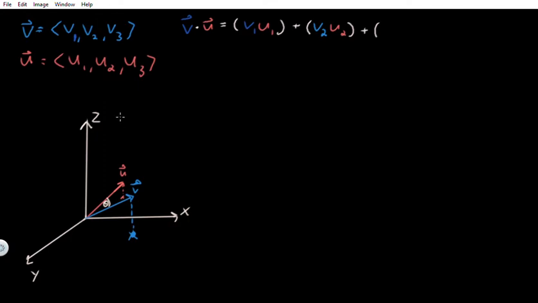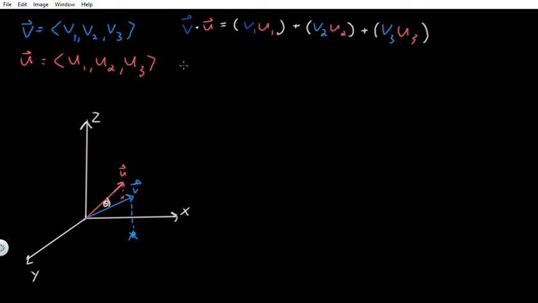Plus v3 times u3. See, all I did was find the product of the x components, v1 and u1, and add on the product of the y components, and then add on the product of the z components, v3 times u3. Hopefully my color scheme made that obvious to you.